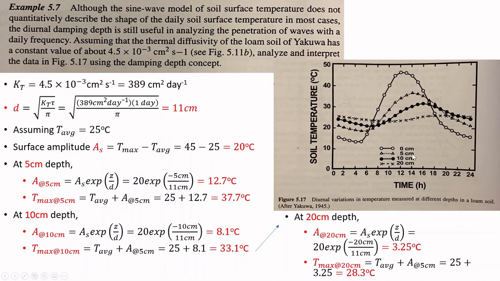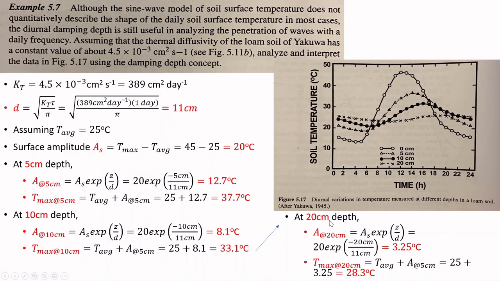So looking at 5 centimeter depth, the temperature varies from about 20 to a highest of about 37, 38 degrees Celsius. So the estimation of T max here is quite correct: 37.7 degrees Celsius. If we do the same for 10 centimeter depth, we get about 33.1 degrees Celsius. Looking at 10 centimeter, the 33.1 maximum is almost similar to the estimation.